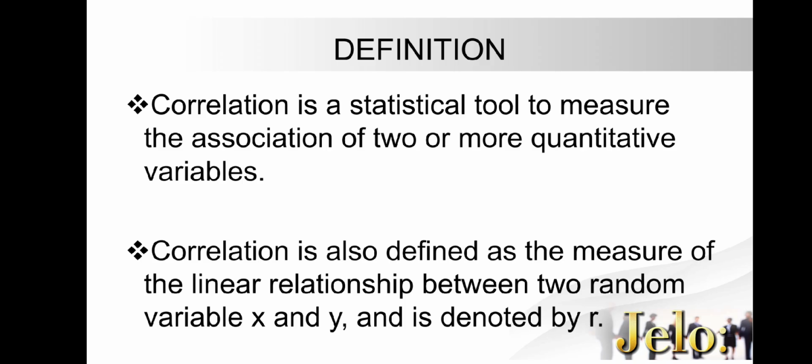Correlation is also defined as the measure of the linear relationship between two random variables x and y and is denoted by R. So our x here is the independent variable and the y is the dependent variable. And Pearson R is denoted by R.